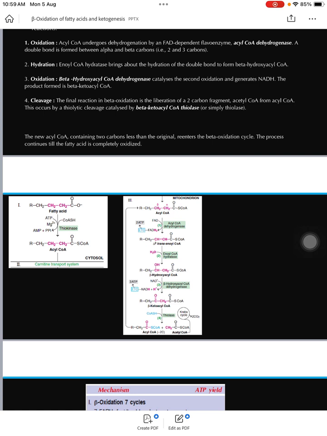Third one, oxidation reaction. Beta-hydroxyacyl-CoA dehydrogenase catalyzes the second oxidation and generates NADH. The product formed is beta-ketoacyl-CoA. The fourth reaction, cleavage. The final reaction in beta oxidation is the liberation of a 2-carbon fragment, acetyl-CoA from acyl-CoA. This occurs by a thiolytic cleavage catalyzed by the enzyme beta-ketoacyl-CoA thiolase.